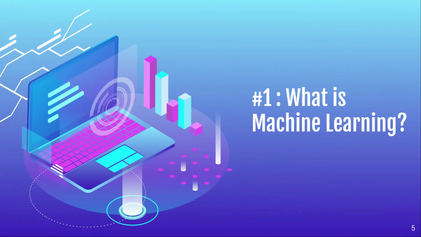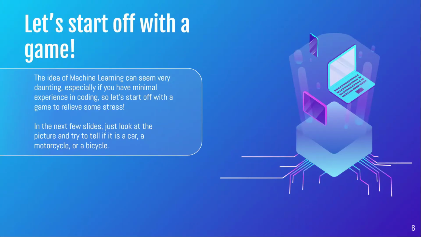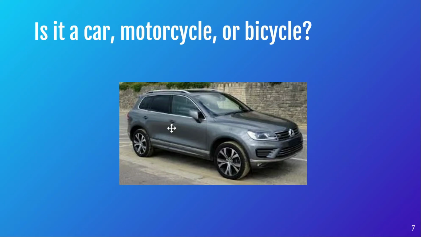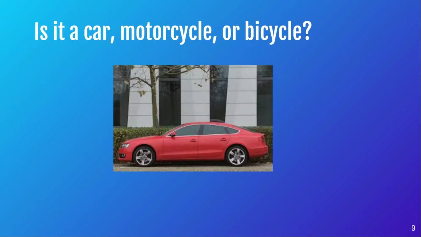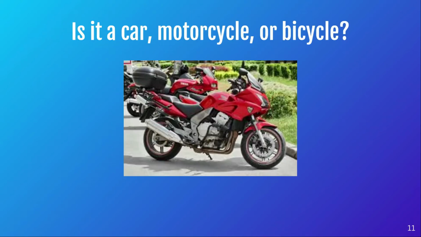And for most of you, this is probably a really either complicated or stressful topic. So just to get it started off, let's start with a game. In the next few slides, just try to tell what the picture is representing, either a car, motorcycle, or bicycle. Okay, so here we go. First one, is it a car, motorcycle, or bicycle? Obviously, it's a car. Next one, is it a car, motorcycle, or bicycle? It's a motorcycle, yeah. And the next one, it's a car. The next one, it's a motorcycle.